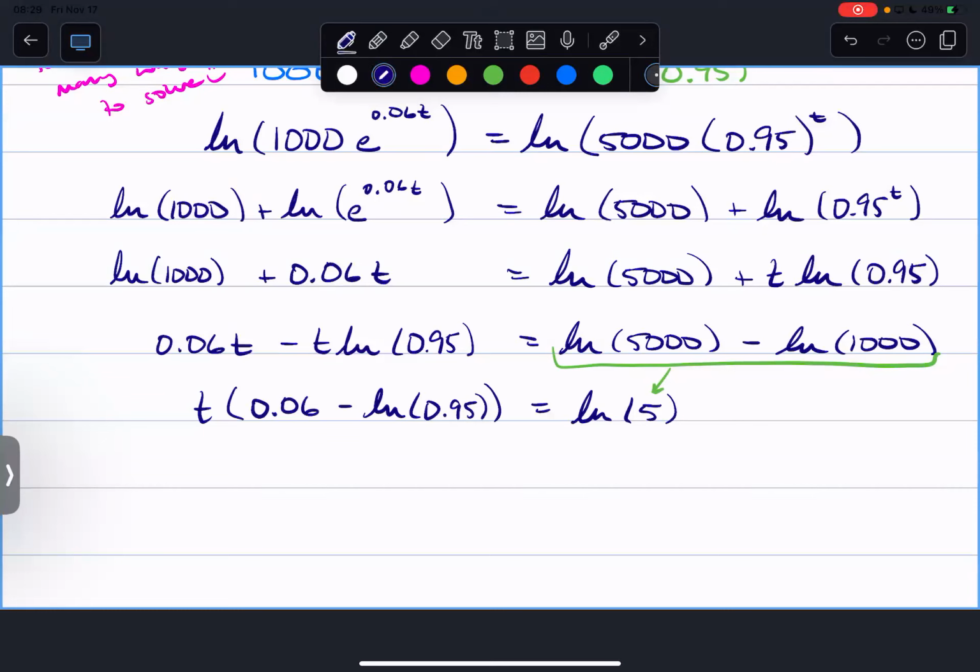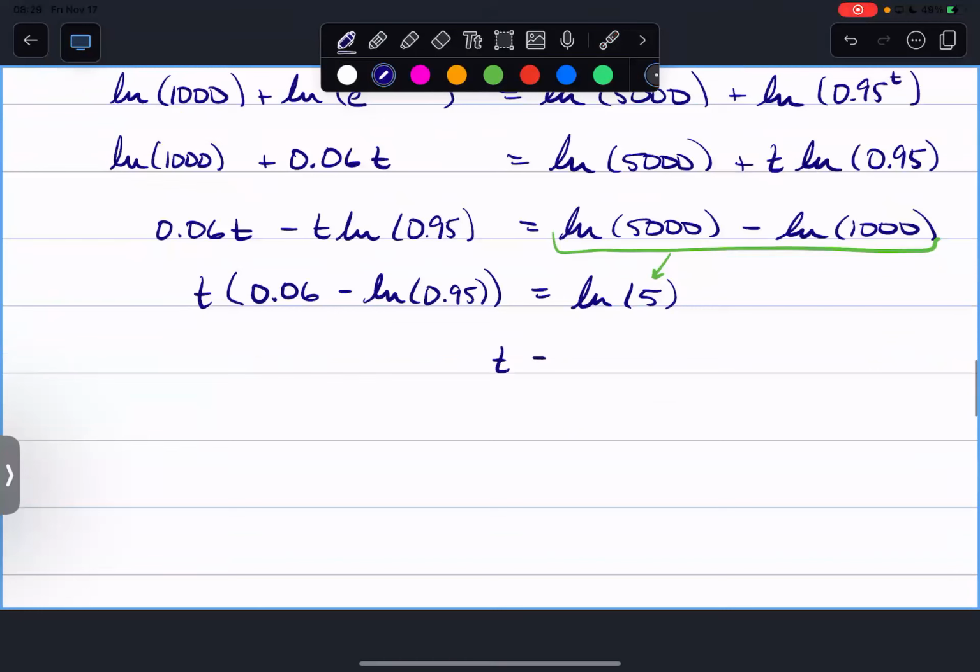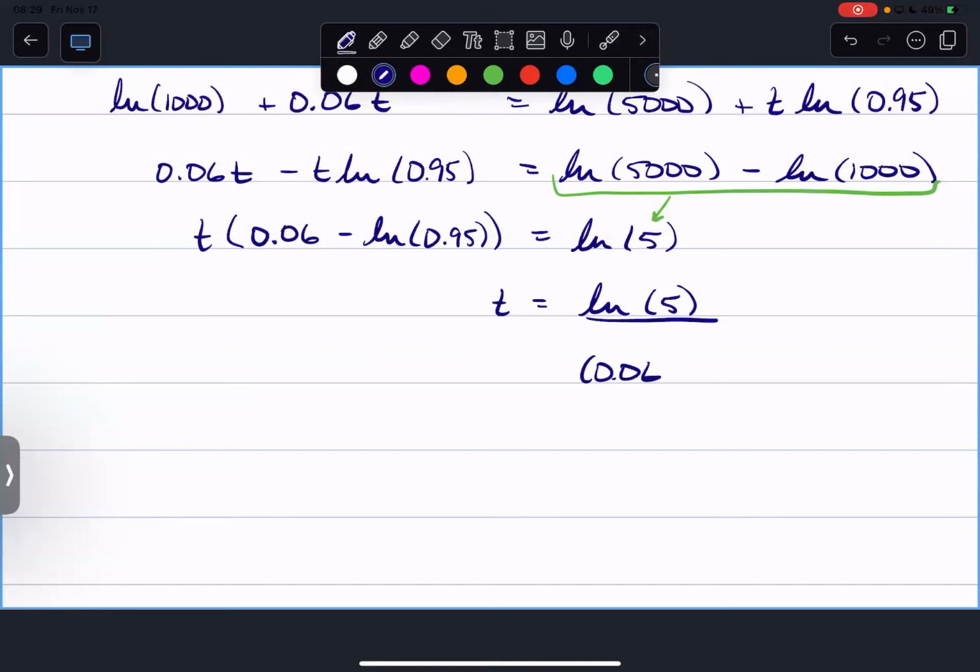So now if I want to solve for t, well, 0.06 minus the natural log of 0.95 is just a number, right? This is the exact value. And so now if I want t, that's the natural log of 5 divided by 0.06 minus the natural log of 0.95. And that's the exact value, but that's hard to report to a boss or something. They don't like that. You can try, but they don't like it. So just use your calculator.